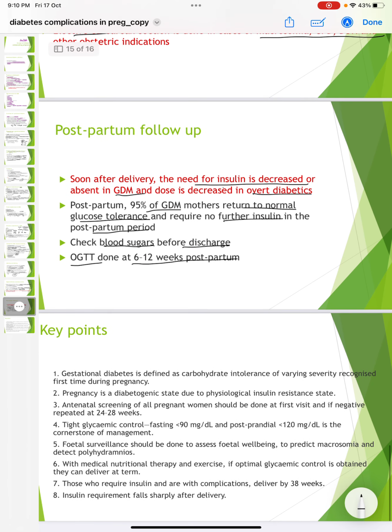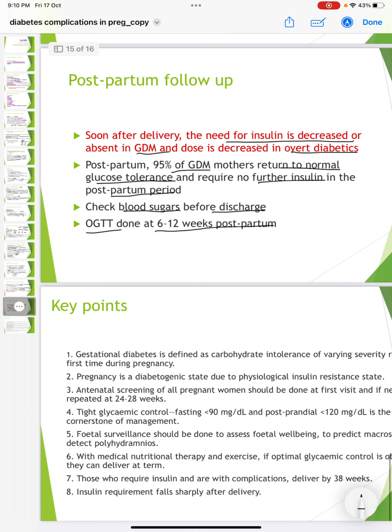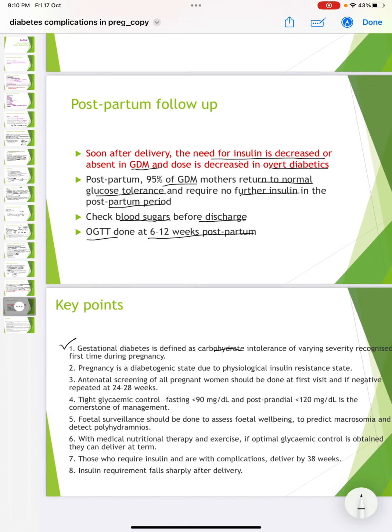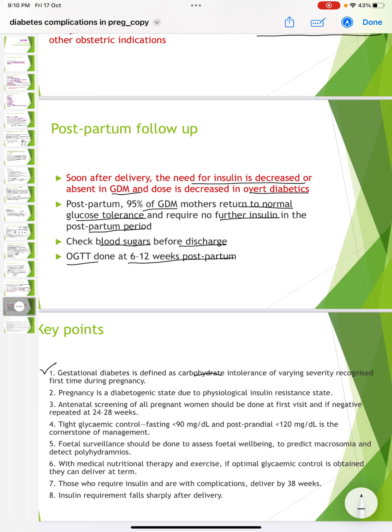So my key points in this class. What is the definition of GDM? It is a carbohydrate intolerance of varying severity recognized first time during pregnancy. Pregnancy is a diabetogenic state because of physiological insulin resistance, and antenatal screening has to be done at the first visit. If negative, repeat at 24 to 28 weeks. Tight glycemic control has to be maintained, FBS less than 90, PPBS less than 120. Fetal surveillance for fetal well-being and to predict macrosomia and polyhydramnios.